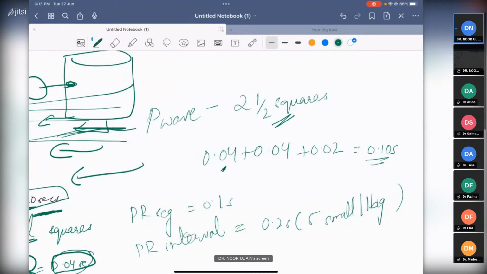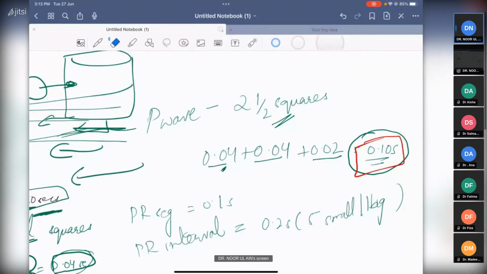2.5 small squares, okay? Each small square is 0.04. I said 2.5, so 0.04 plus 0.04 plus 0.02. P, atrial depolarization, is supposed to happen over 0.1 seconds. So imagine that the entire process of atrial depolarization, from the time the SA node fires until all the atrial tissue is depolarized, is supposed to take place within 0.1 second.